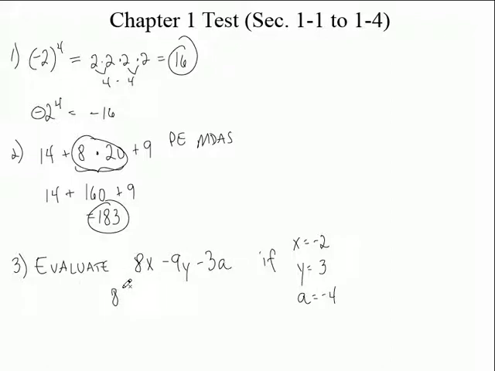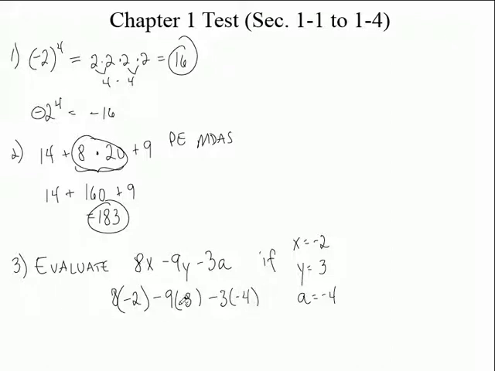So this is what I do. Whenever I see a variable like this, I always put that in parentheses. So it's 8 times x. What is x? It's -2. I think that parentheses is very important. I'm going to do that every time. Minus 9y, well, y is 3, so I put a 3 in here. Minus 3a, so it's -3, and then times a, which is -4.